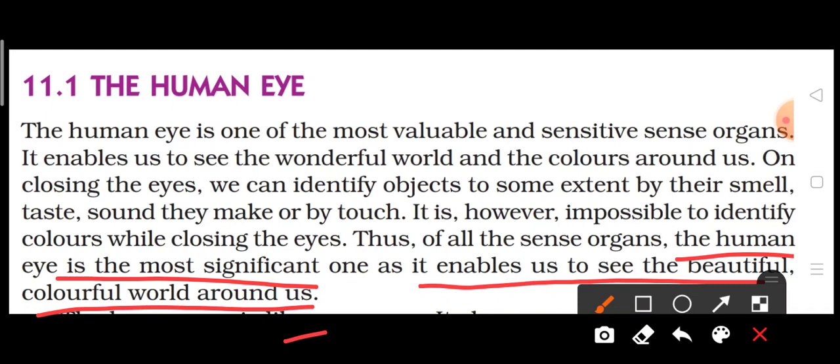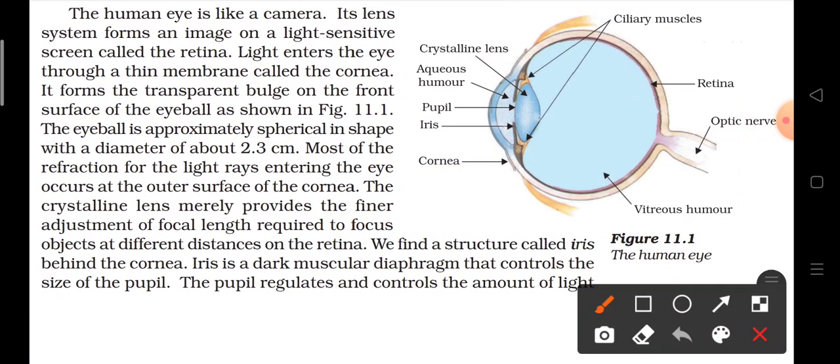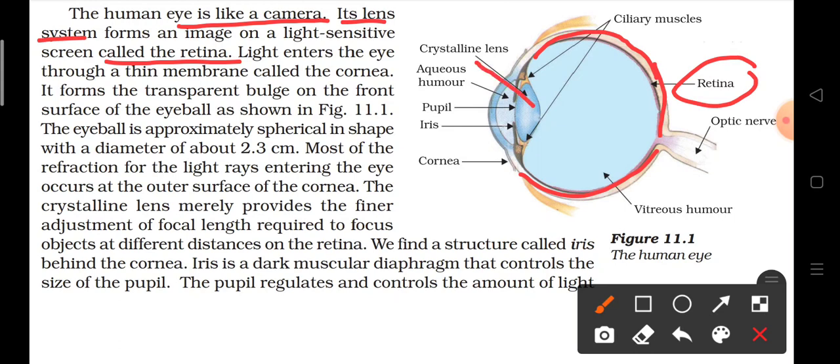So let us discuss the various parts present in the eye, one by one. The human eye is just like a camera. Its lens system forms an image on the light sensitive screen called retina. So this is a screen where the image is being formed with the help of the lens system. This is your crystalline lens. Which type of crystalline lens is it? Convex, as we have discussed. It is the crystalline convex lens present in the eye which forms the image on the light sensitive screen. Which is the light sensitive screen? Retina.